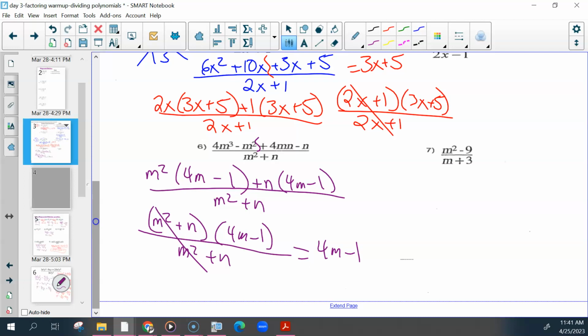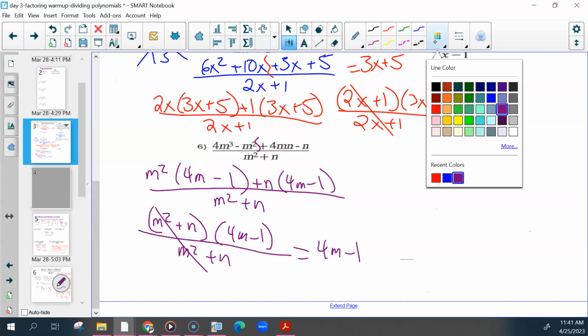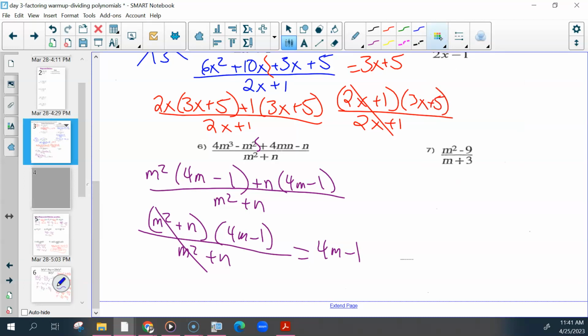For number 7, we have m squared minus 9. Anyone remember how to factor that? Two terms, they're perfect squares. We're going to use our difference of squares. How do we do that?